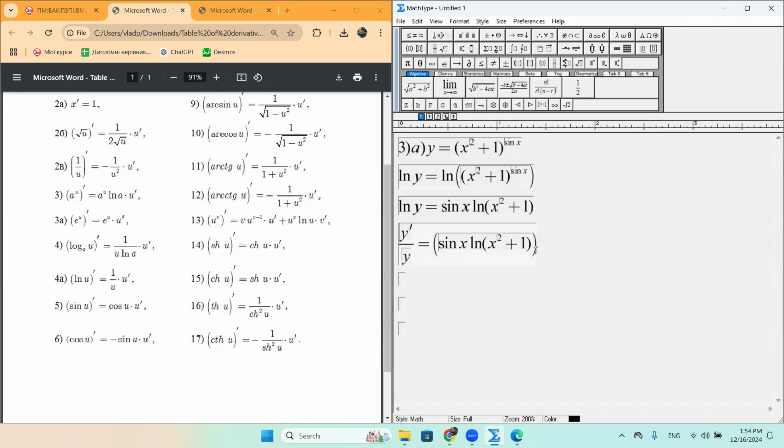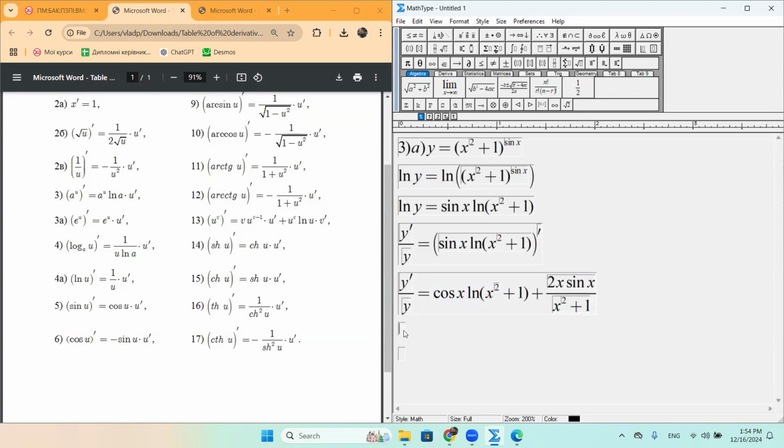Let me write it in more detail. Cosine of x multiplied by this logarithm, plus sine of x multiplied by the derivative of this logarithm. So x to the power of 2 plus 1, and also we need to multiply by the derivative of this expression, 2x.